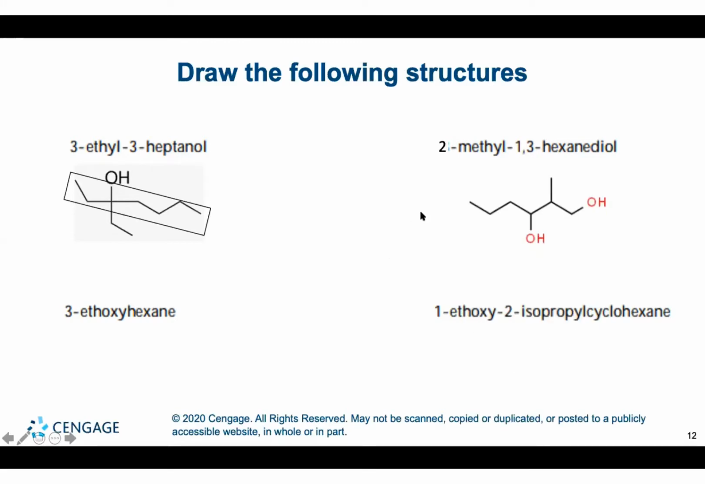In the second one, again we look at the root, how many carbons I have in the root: 6. So I will draw 6 carbons. Then on carbon 2 I have a methyl group, and on carbon 1 and 3 I have 2 OH groups. In the third one, here I have an ether, right? So again, I have 6 carbons: 1, 2, 3, 4, 5, 6, and on carbon 3, I have an ethoxy group.